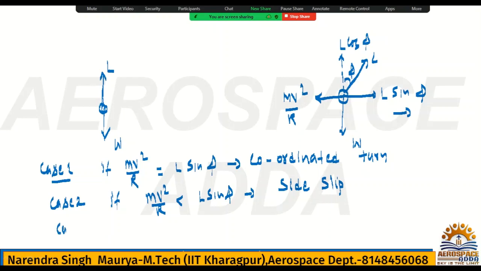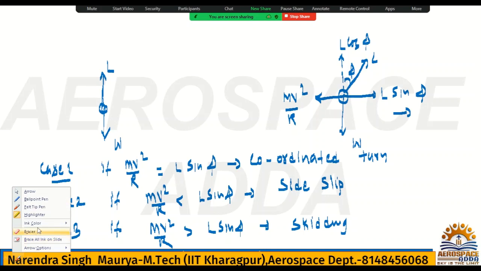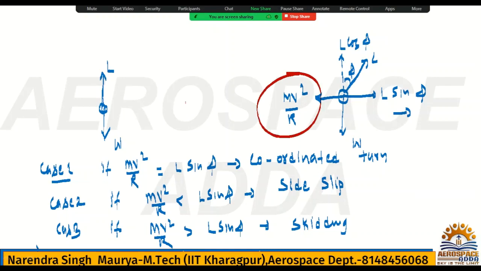Case 3. If mv square by r is greater than L sin phi, then it is called skidding. This is very important. This is the horizontal force, and this L sin phi is also a horizontal force.